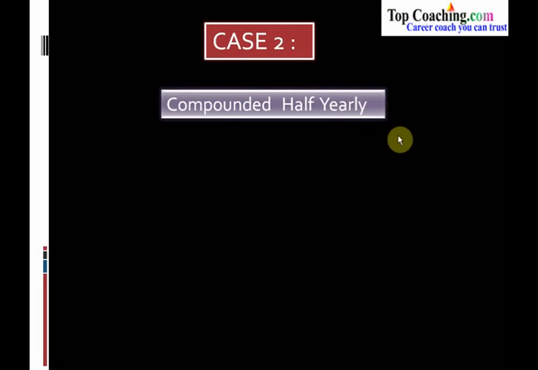The next is the case when compounded half yearly. So we are having two cycles of calculation for every half year.